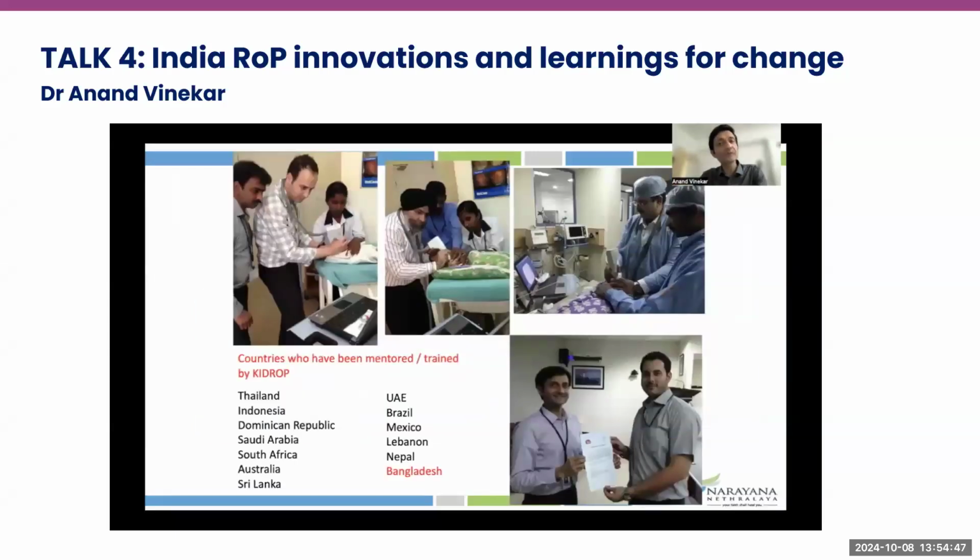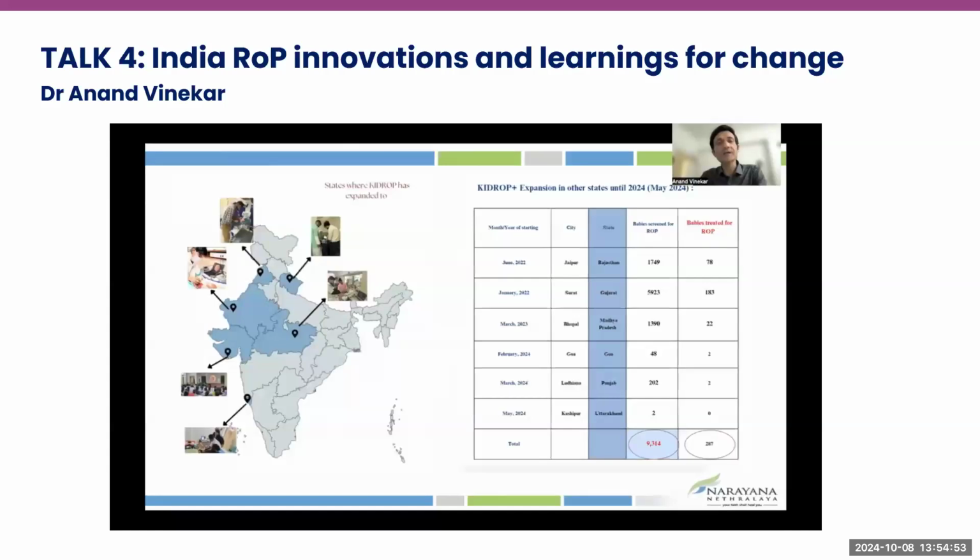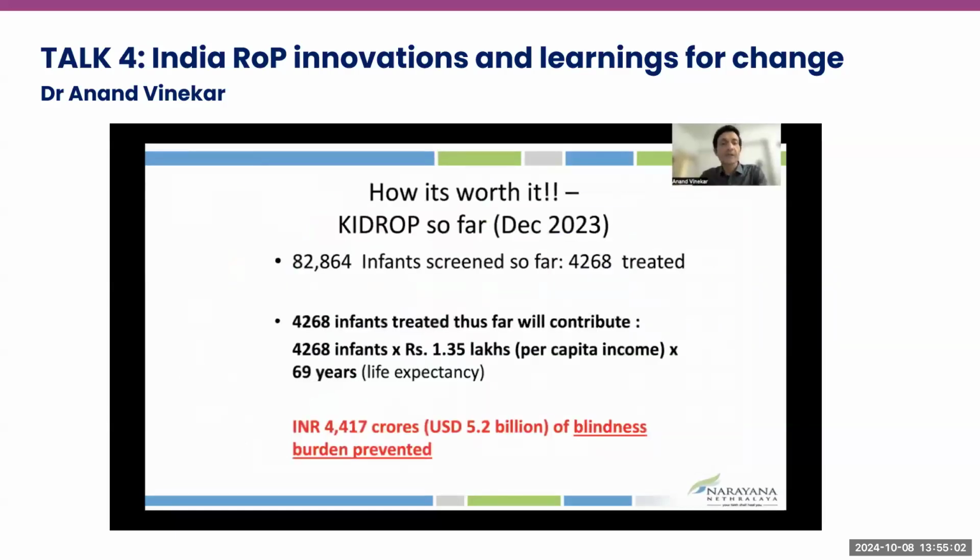These are a list of some of the countries that have been mentored, trained, and continue to work with KidDrop. In our own country, we have expanded the KidDrop model into 6 of these states where we continue to handhold them and also help them set up and maintain.